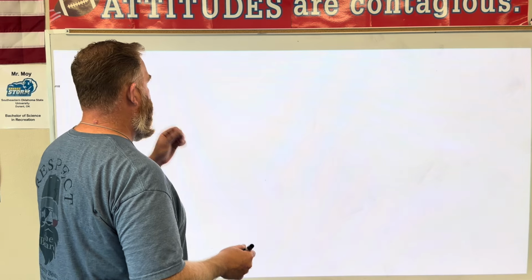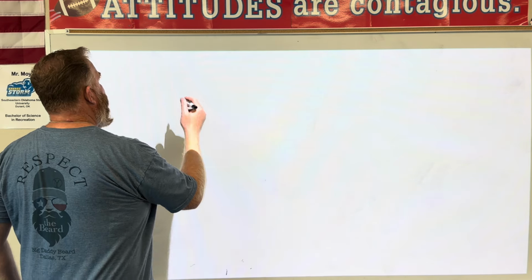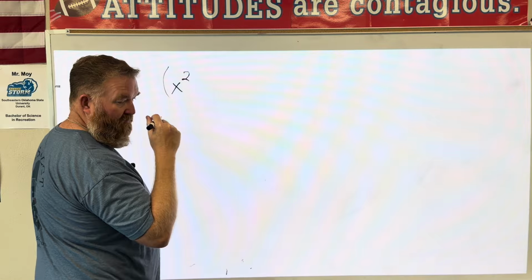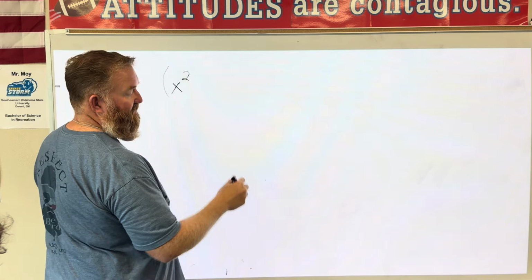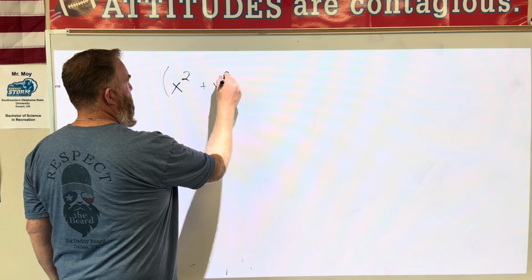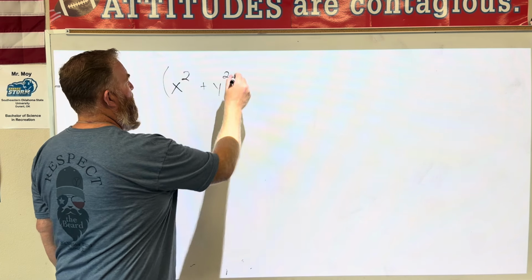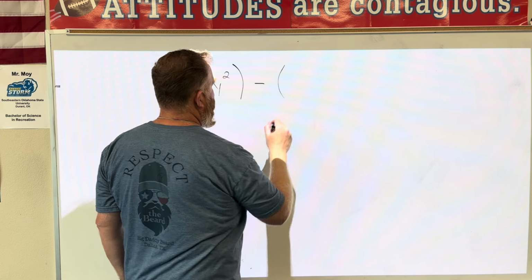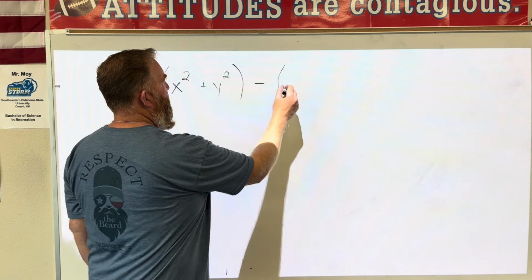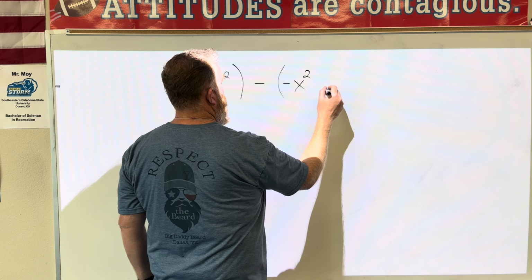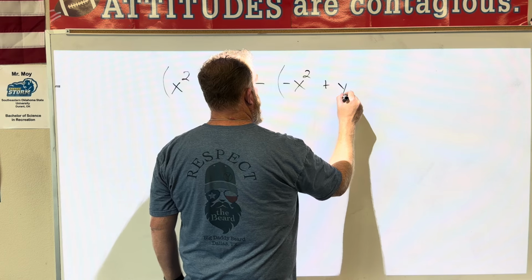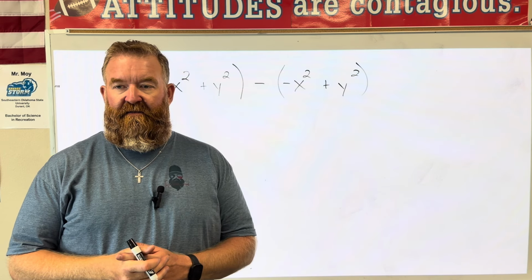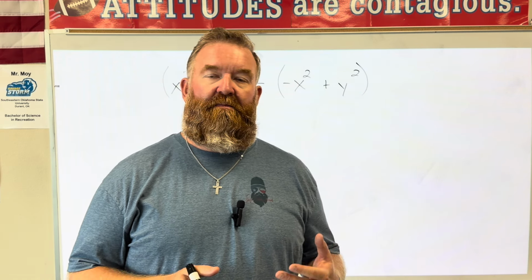So the first one, you're going to have something like this. Hopefully you have paper. X squared plus y squared, and then we have a minus in the middle. So minus, negative x squared plus y squared. You're going to have something like this, okay? Very close to this.